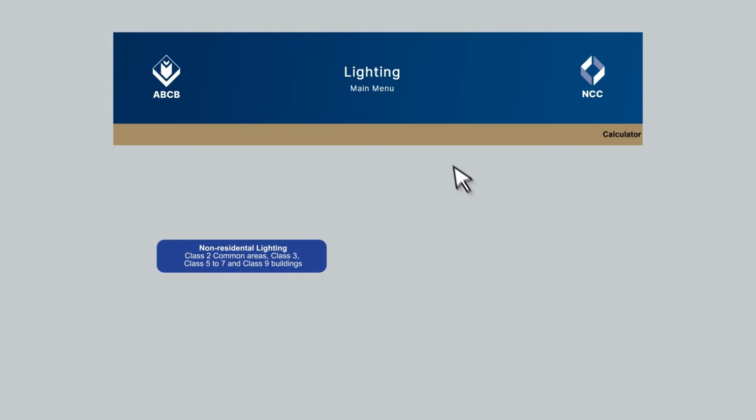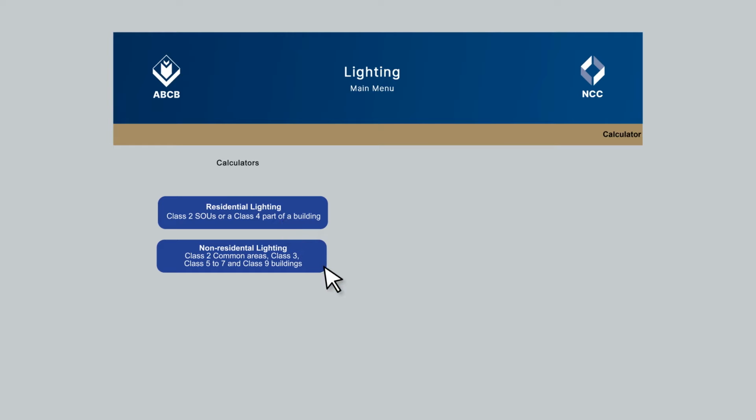The calculator opens with the main menu. Here you can select which calculator you wish to use. The two options are the residential lighting calculator for Class 2 SOUs or a Class 4 part of a building, and the non-residential lighting calculator for Class 2 common areas, Class 3, Class 5 to 7 and Class 9 buildings, which is the focus of this video.